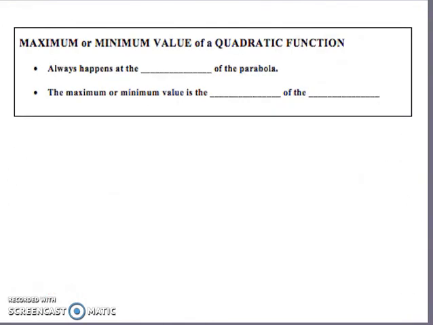Maximum or minimum values of quadratic functions always happen at the vertex of the parabola. The maximum or minimum value is the y value, because that's the height. So it's the y value of the vertex.